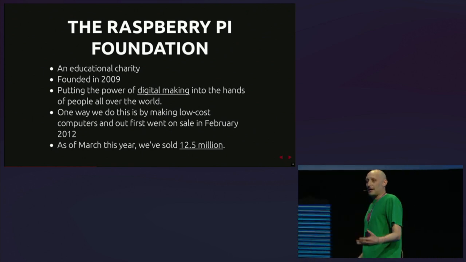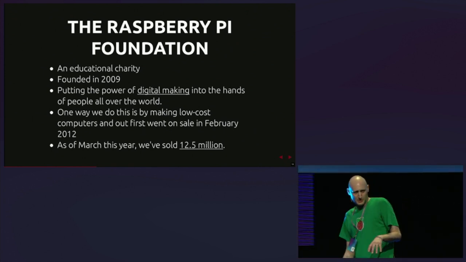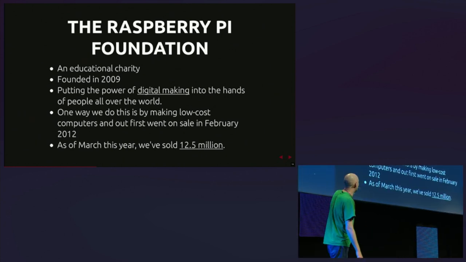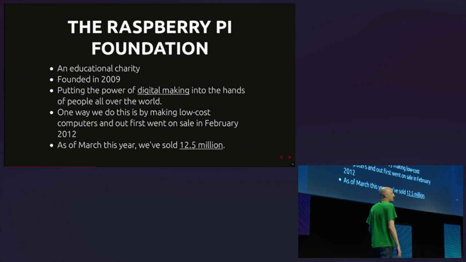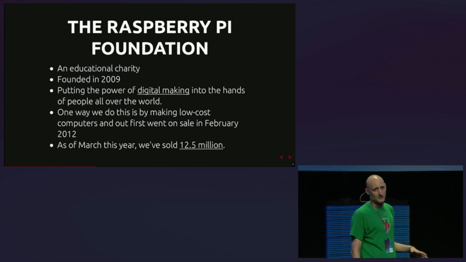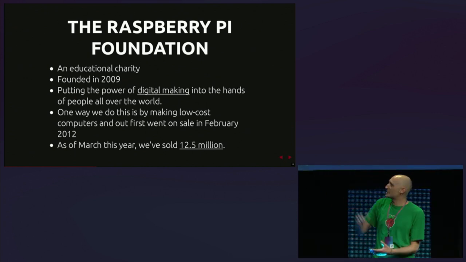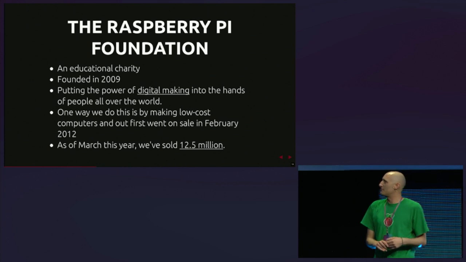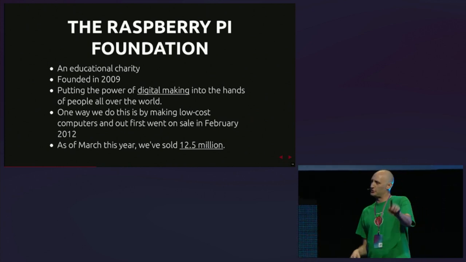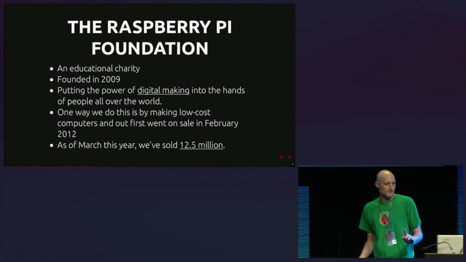So were you all aware that the Raspberry Pi Foundation is a charity? Hopefully. If we've been doing our publicity right, you should know that we're an educational charity and that we were founded in 2009, way before the original prototypes for the Raspberry Pi came out. Our goal is to put the power of digital making into the hands of people all over the world. And one way in which we do this is by producing a low-cost computer. That's just one way in which we do that.